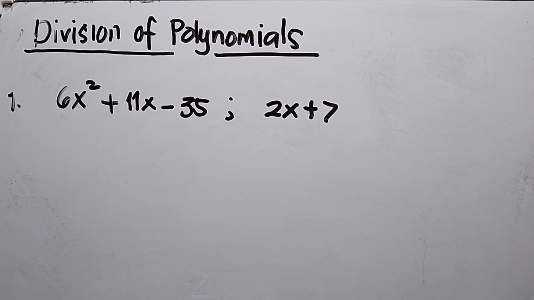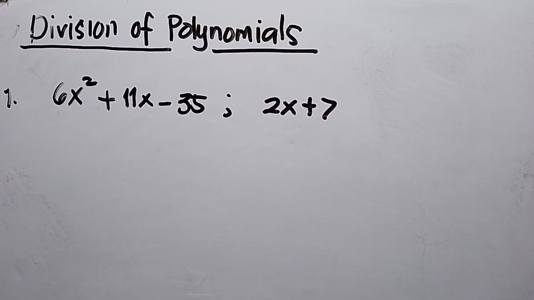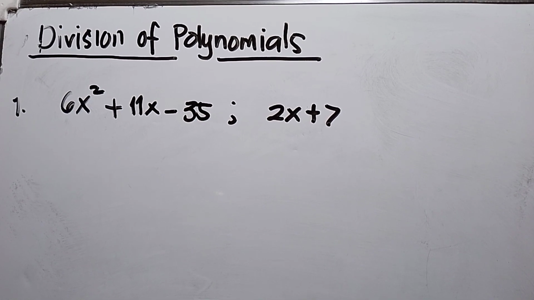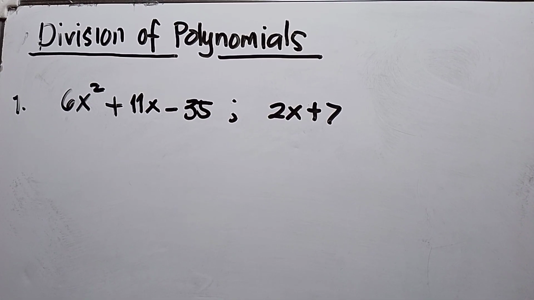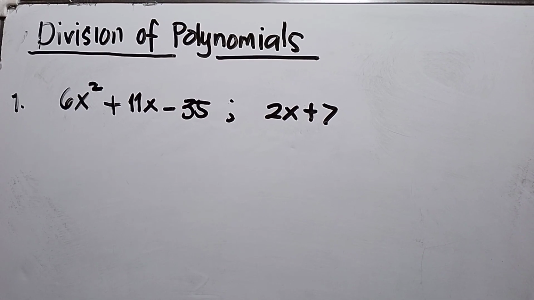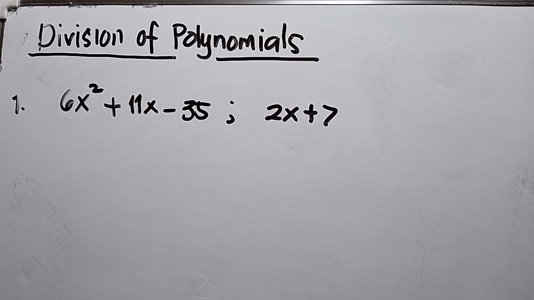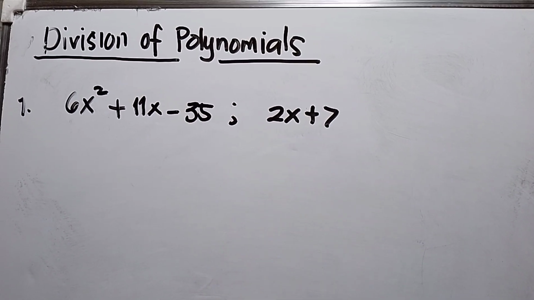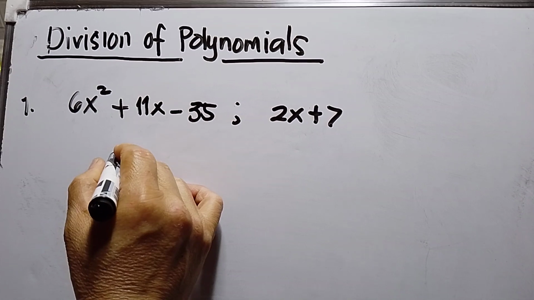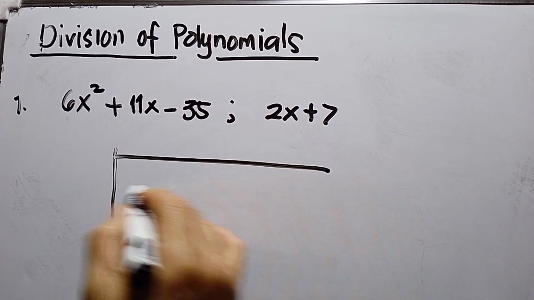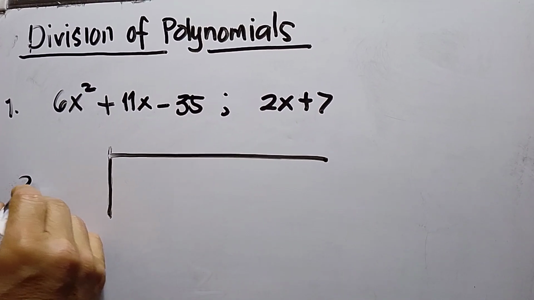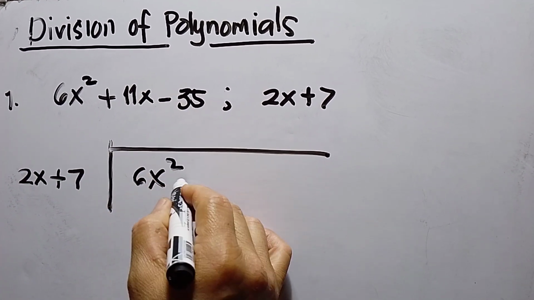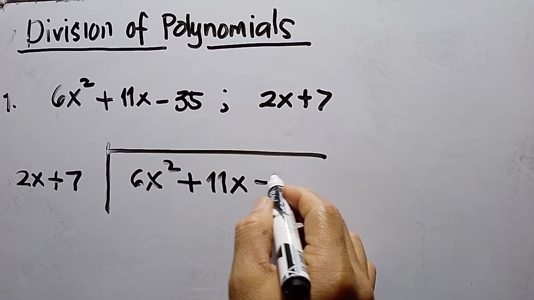This math is intended for grade 11 and some students in education majoring in mathematics. So I have here number 1, 6x squared plus 11x minus 35. Then I have the divisor, which is 2x plus 7. For this case, I will use the long division method. This is the divisor, and then the dividend will be 6x squared plus 11x minus 35.